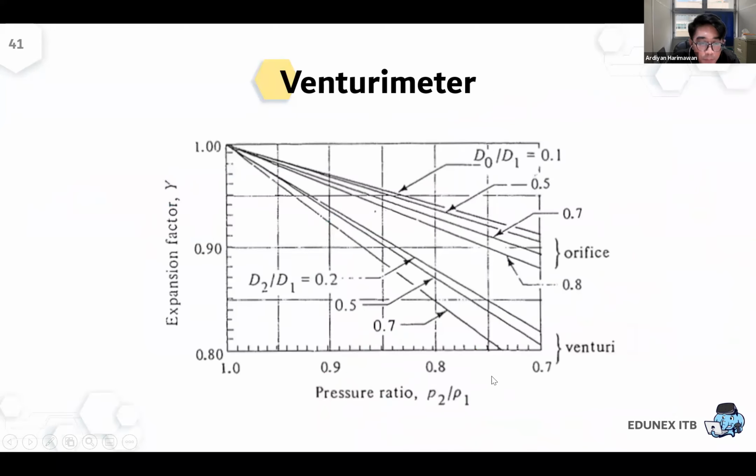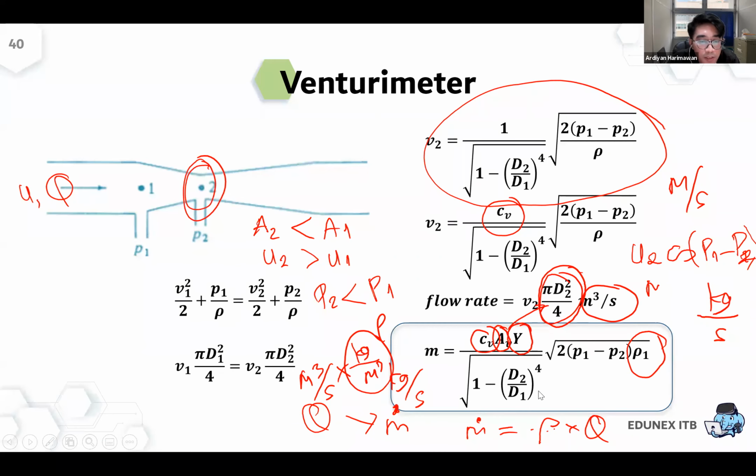How to get the pressure ratio? It means you have to know the pressure at point 2 and pressure at point 1. Okay, then how to get the pressure at point 1 and point 2? By using the manometer fluid calculation, the rho gh one. Okay, any question?